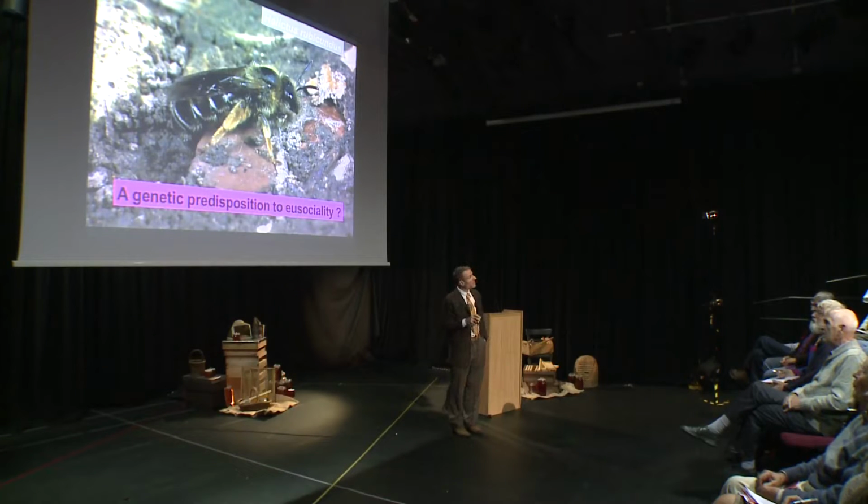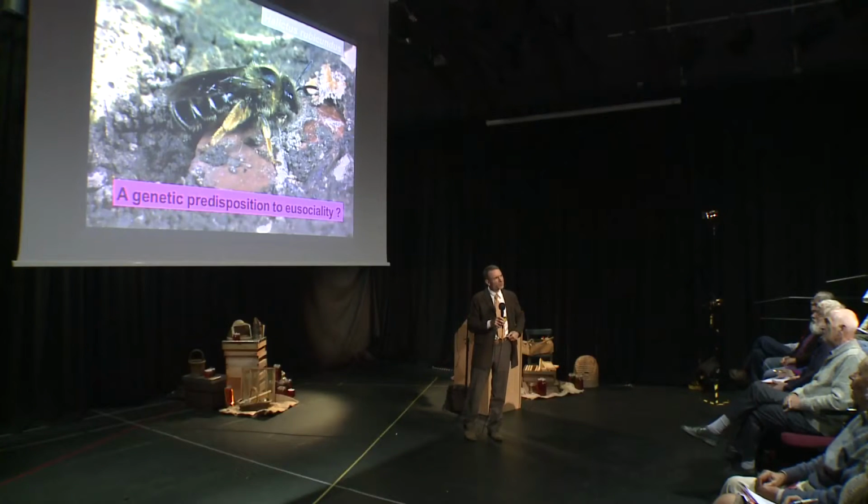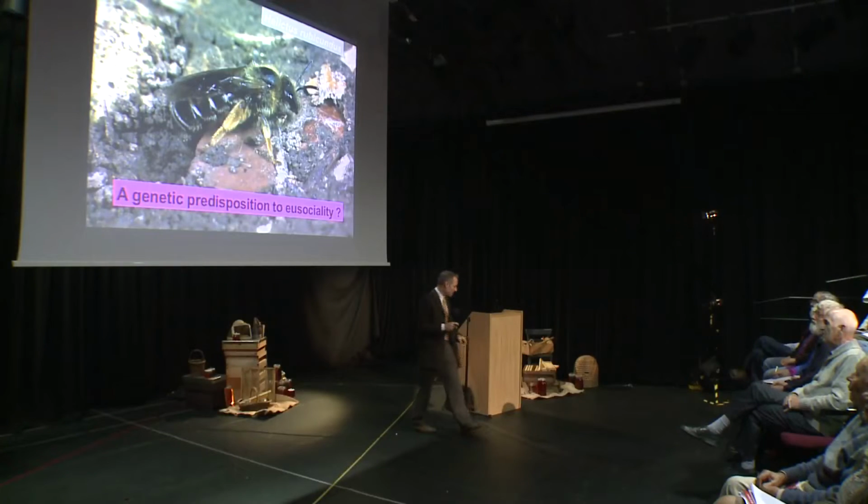of Halictus rubicundus. It's relatively widespread in southern England, where it is eusocial. Whereas up in Northern Ireland, where are the Northern Ireland contingent? It's solitary. So we've been interested in addressing this issue, nature versus nurture, for this transition from solitary to social, because this species is solitary and eusocial at the same time, or in different populations.